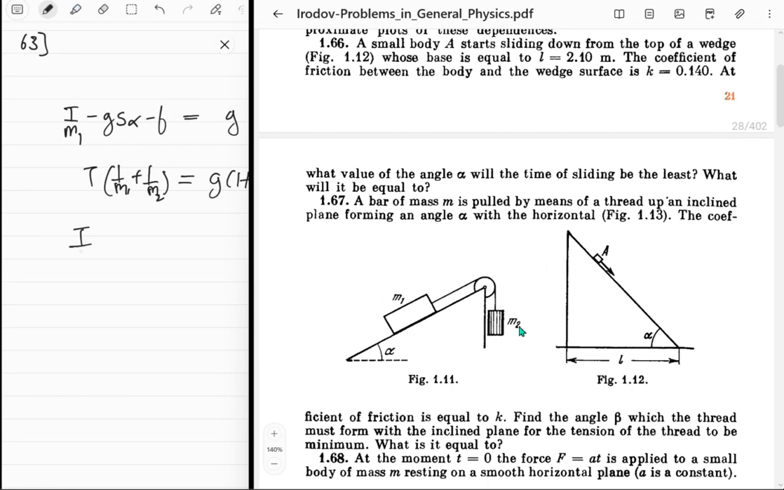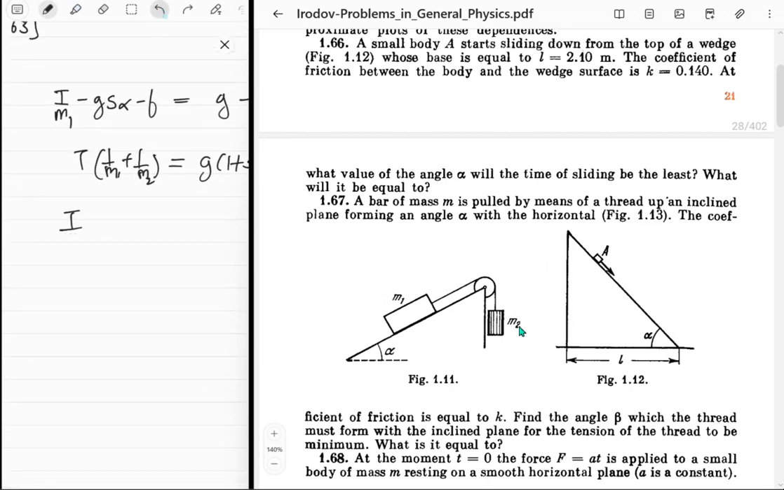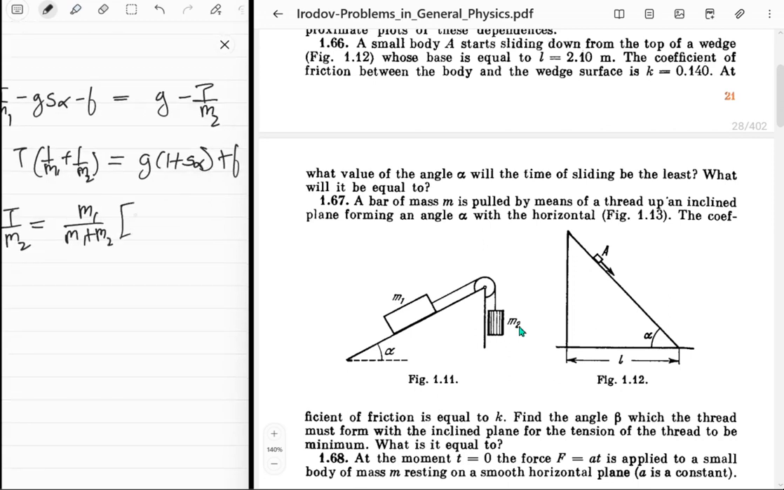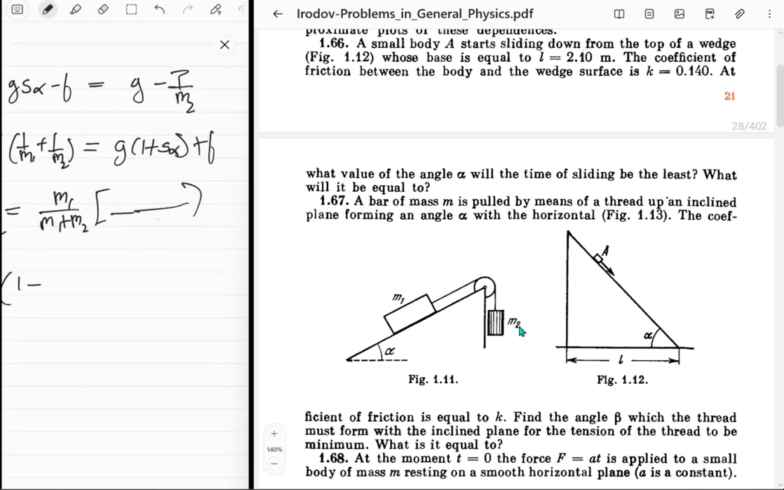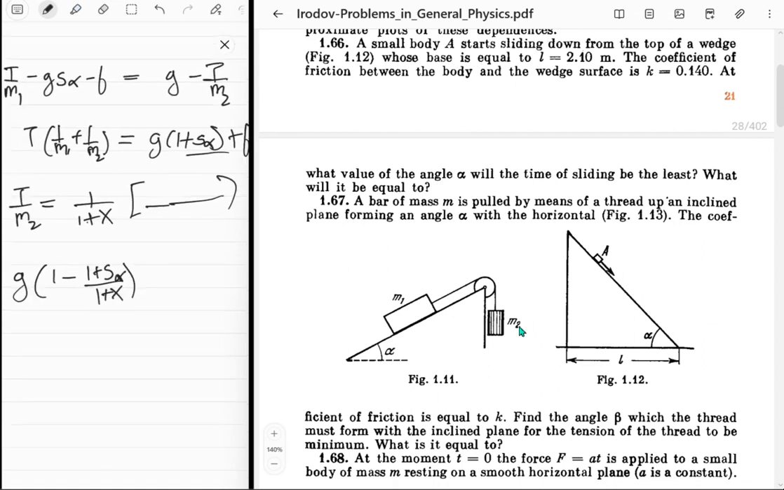Fine, so now we can do this T upon M2. So that will be M1 upon (M1 plus M2) times all of this stuff. So now g minus that thing is going to be g into 1 minus, so you've got g into (1 plus sine alpha) and then this times that, M1 upon (M1 plus M2). At this point, let's use the notation that we have, 1 plus x, that is better. So it's going to be (1 plus sine alpha) upon (1 plus x). Now this is just getting complicated all of a sudden. You have this friction force right there.